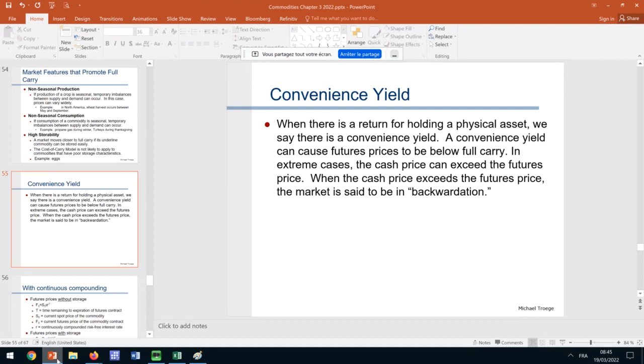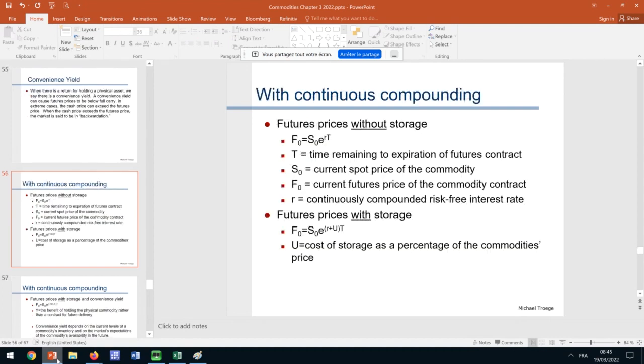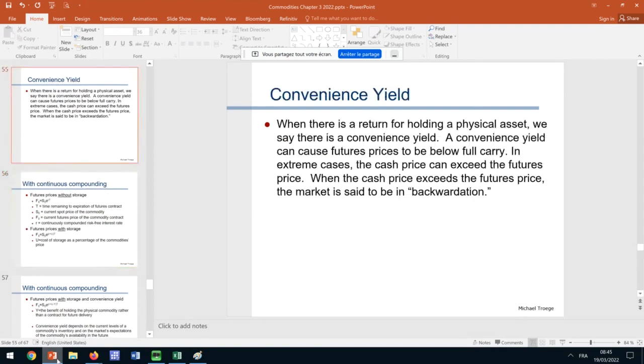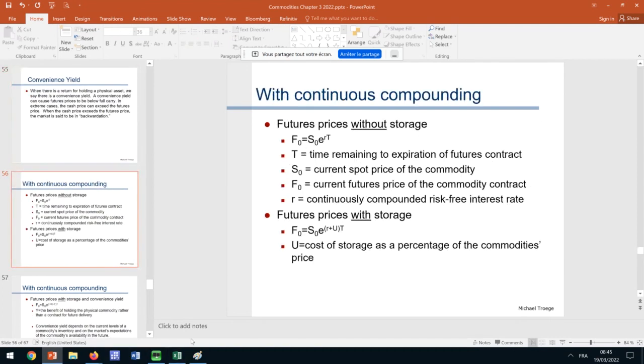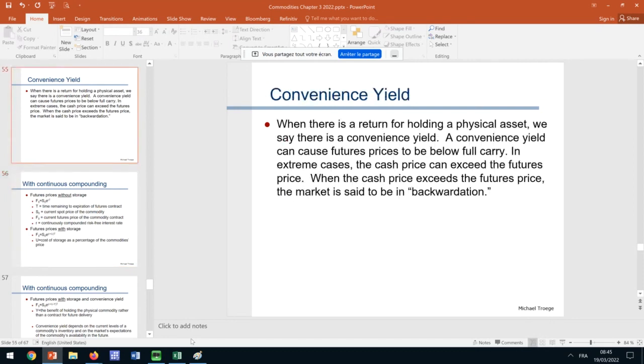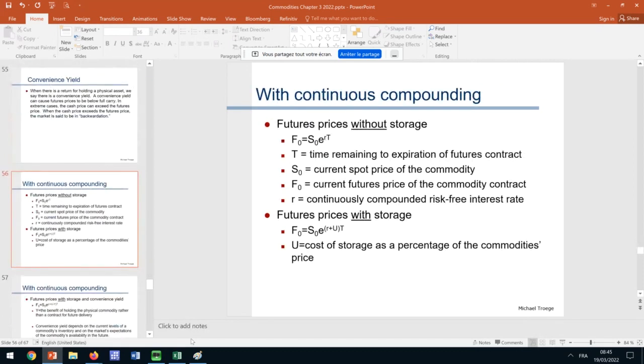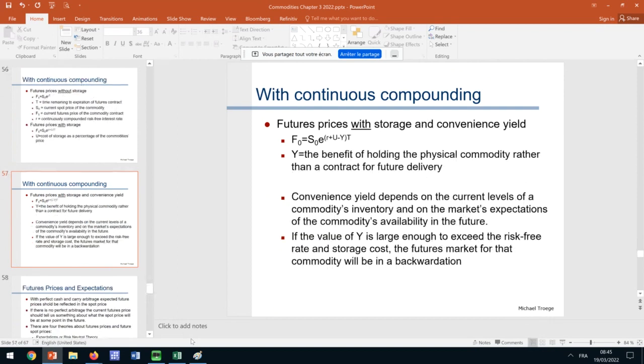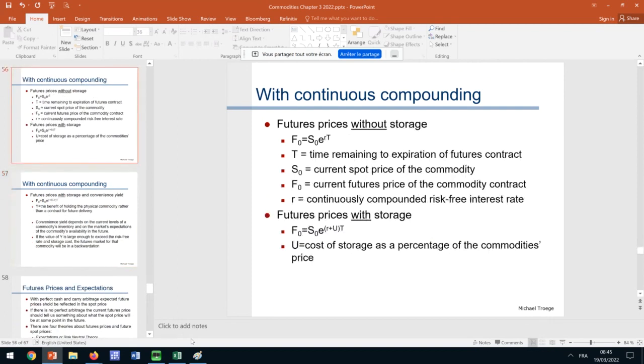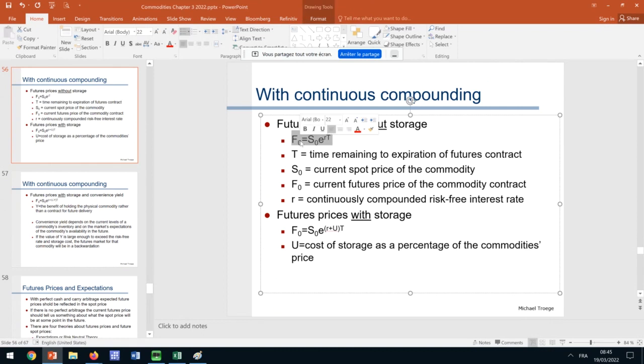So the convenience yield, again, mathematically speaking, is very simple. It's simply a negative cost of carry. I don't know, this is probably not so relevant for what we do, but this is just the explanation of the expression we had before.